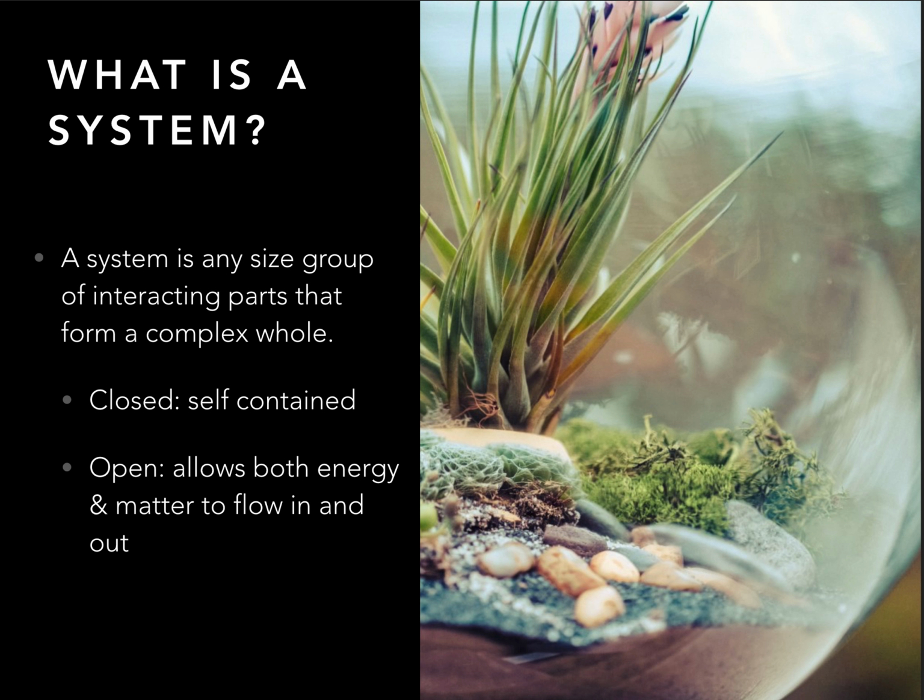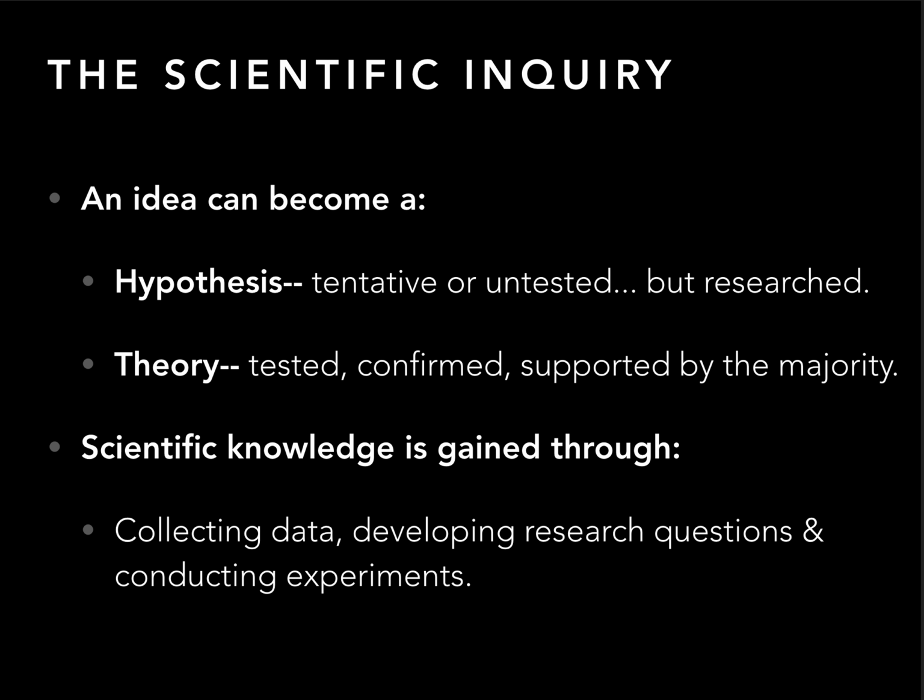Well, when you come up with other closed systems, how do you do that? We can use what we consider the scientific inquiry, which is a very important method, as anyone should be able to use this system. This is how we should think. We have an idea. That idea can either become a hypothesis, which is tentative or untested, or it will be a theory, which is tested, confirmed, and supported by the majority. So when people say, well, I have a theory about this, they're actually not correct unless it's been tested, confirmed, and agreed upon by the majority of people who are also specialists in that topic.